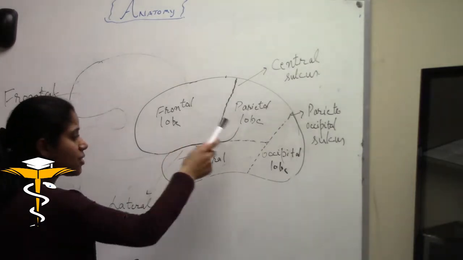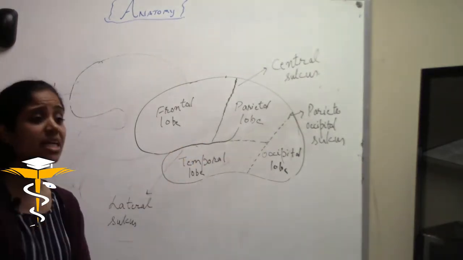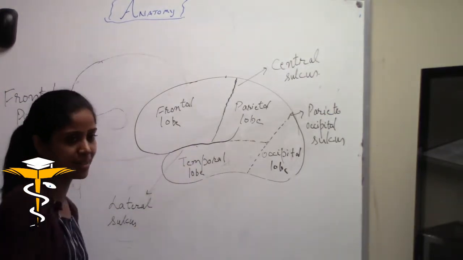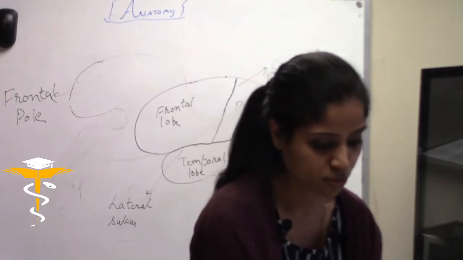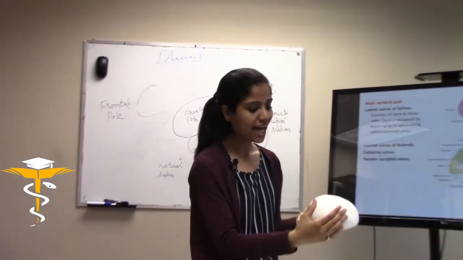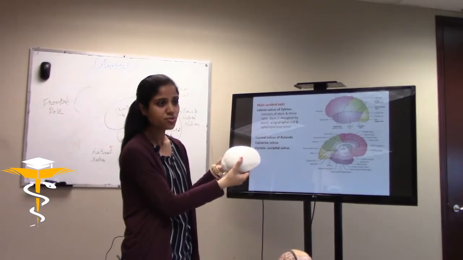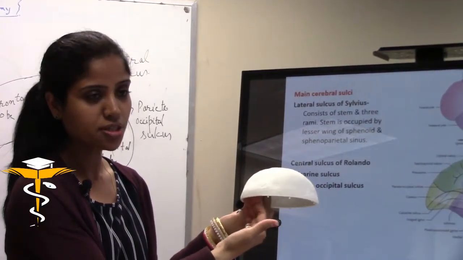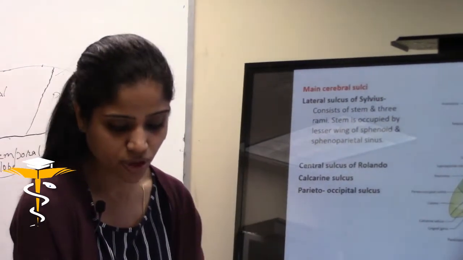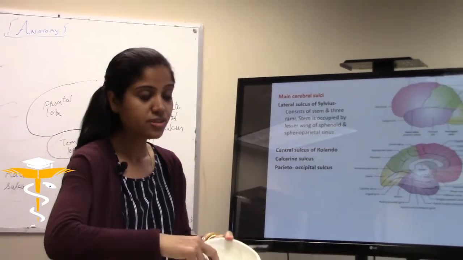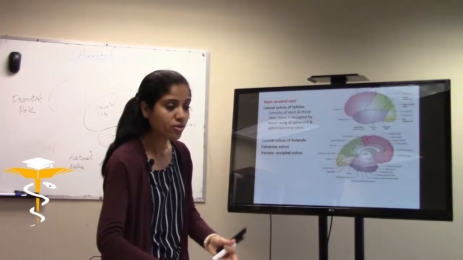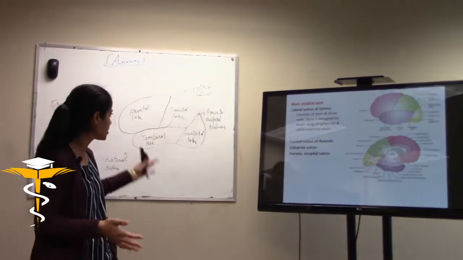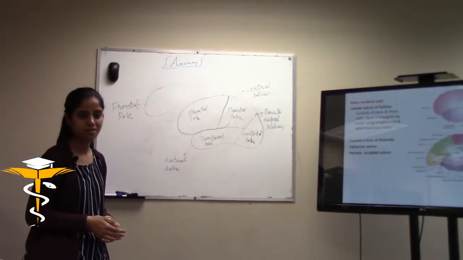And again, these lobes are related to the corresponding bones of the skull. That is, most of the part of the frontal lobe would be related to the frontal bone. This is the frontal bone, whereas the parietal lobe will be in relation to the parietal bone, and the occipital lobe will be in relation to the occipital bone, whereas the temporal lobe will be lying in relation to the temporal bone. So you can correlate how the bones of the skull are collaborating with the lobes of the cerebral hemisphere.